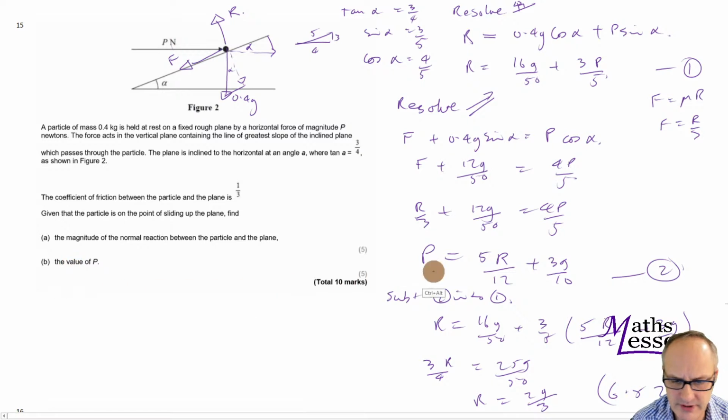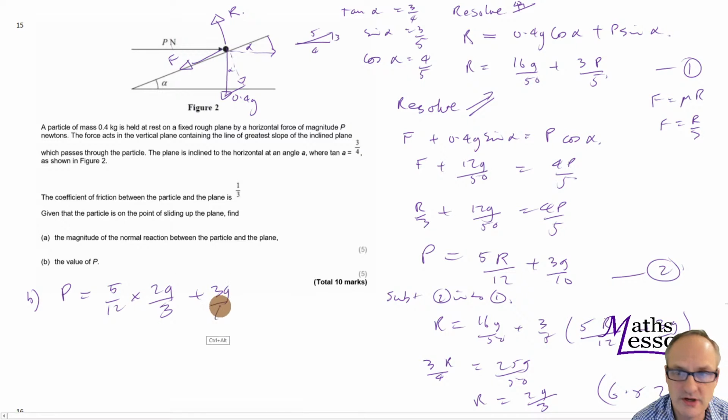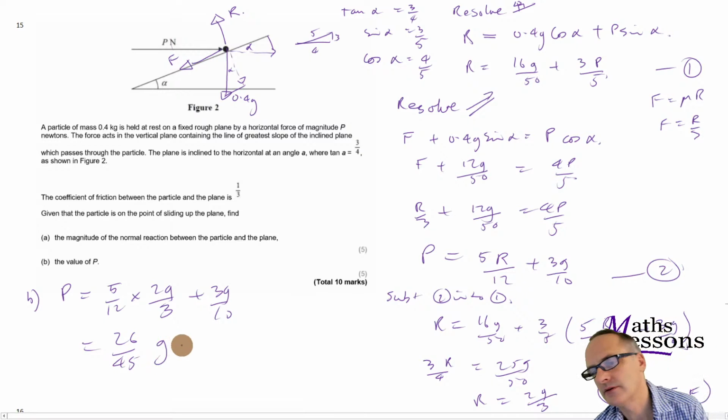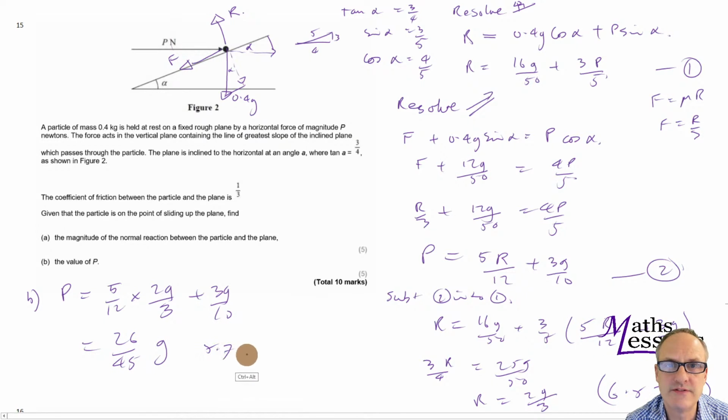And then we want to find the value of P, which really, if you've got R, then P is not really worth 5 marks because you just substitute it straight into here. So we're going to get P for part B will equal 5/12 times what we got for R, which is 2g over 3, plus 3g over 10. And if we work that all out, we get 26 over 45 g, which is 5.7 to 2SF, if you want to know what the decimal value of that is. So there we go. That is that question.